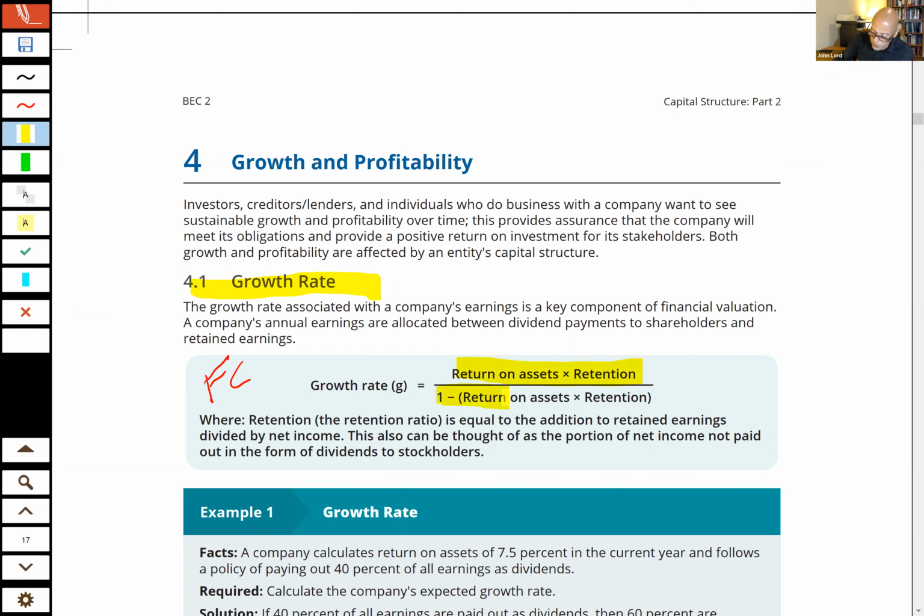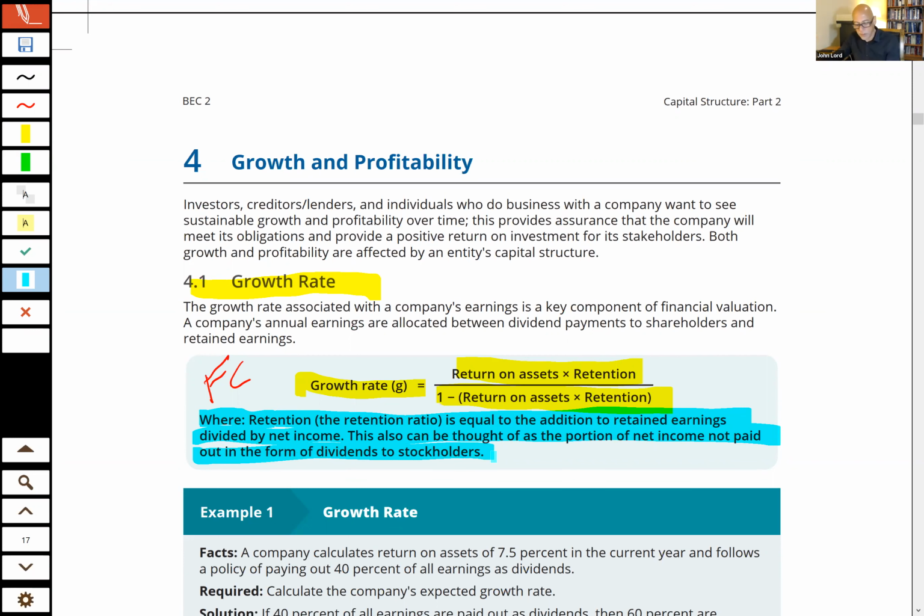And then we're going to divide that by 1 minus that formula, the return on assets times the retention rate, to see what the growth rate is. Now, let's take a look at what retention means, and that will need to be included on your flashcard somewhere. Retention is equal to the addition to retained earnings divided by our net income. This is also thought of as the portion of net income not paid out in dividends.